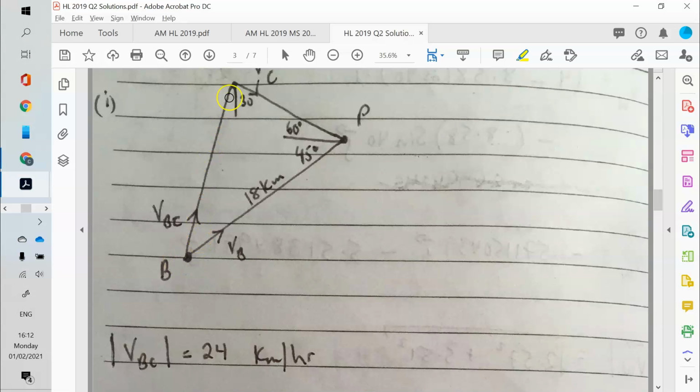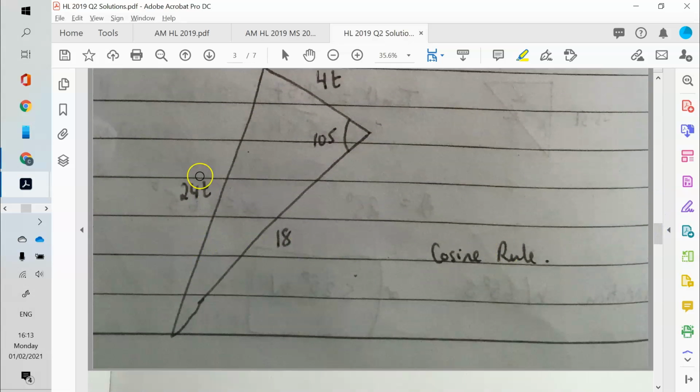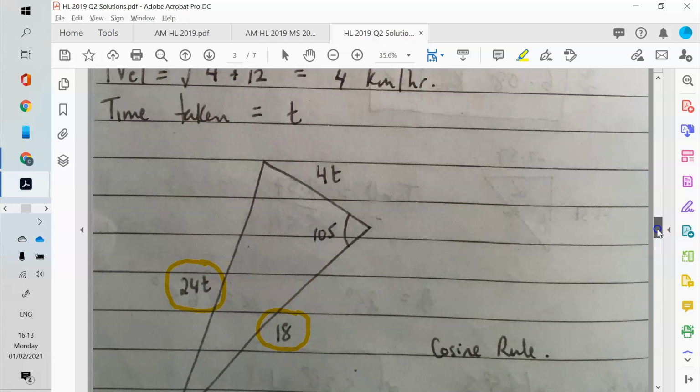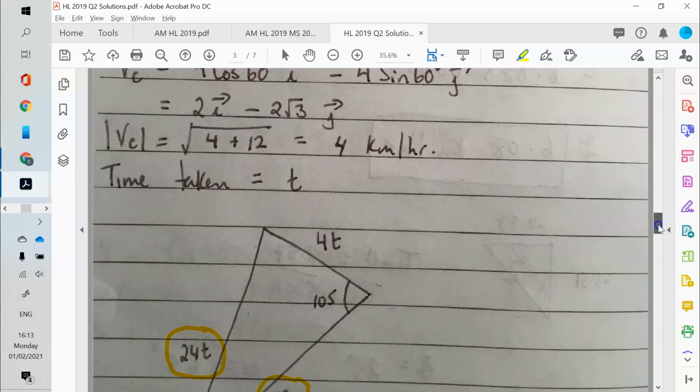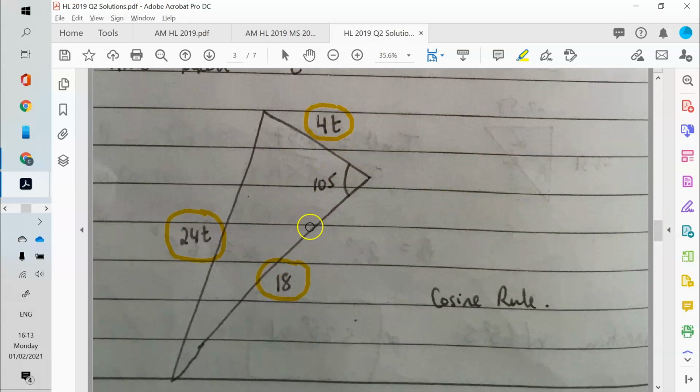So if we're going in this kind of direction, 24 kilometers an hour for T hours, we'll actually have traveled 24T kilometers. That's where this figure comes from. We were told 18 kilometers was the distance away that we were, so we have that figure. The current then flows at 4 kilometers an hour, and for T hours will give us this distance 4T. So we can set up our triangle with our distances on our triangle. We worked out the angle from up above as 105 degrees.